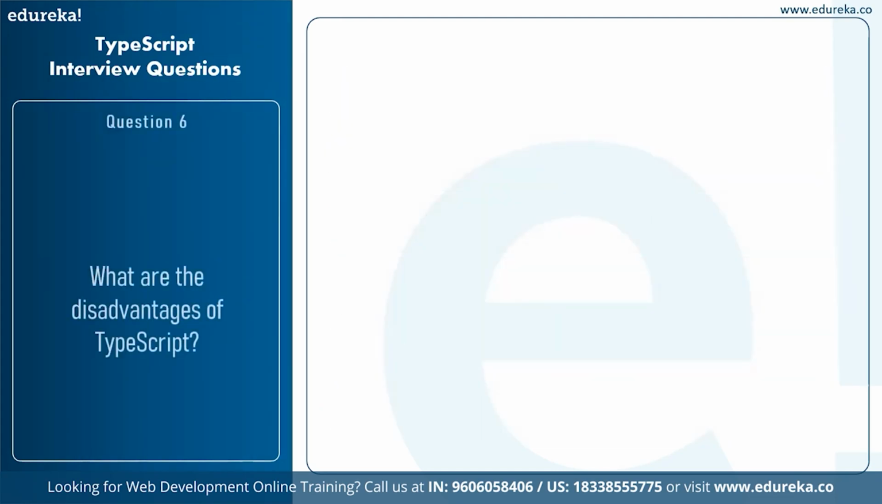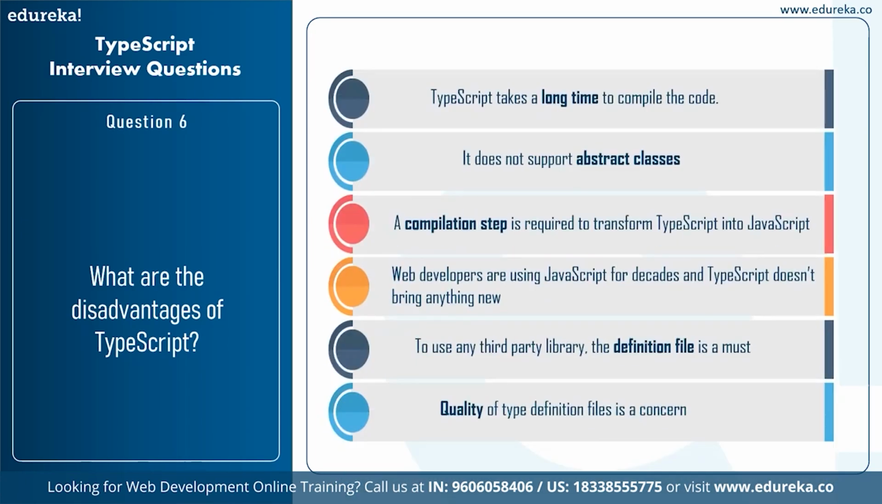The next question is, what are the disadvantages of TypeScript? Now, TypeScript takes a long time to compile the code. Also, it does not support abstract classes. Now, if we run the TypeScript application in the browser, a compilation step is required to transform the TypeScript into a JavaScript file. Also, web developers have been using JavaScript for decades and TypeScript doesn't bring anything new. Now, to use any third-party library, the definition file is also a must. And finally, the quality of type definition files is a concern here.